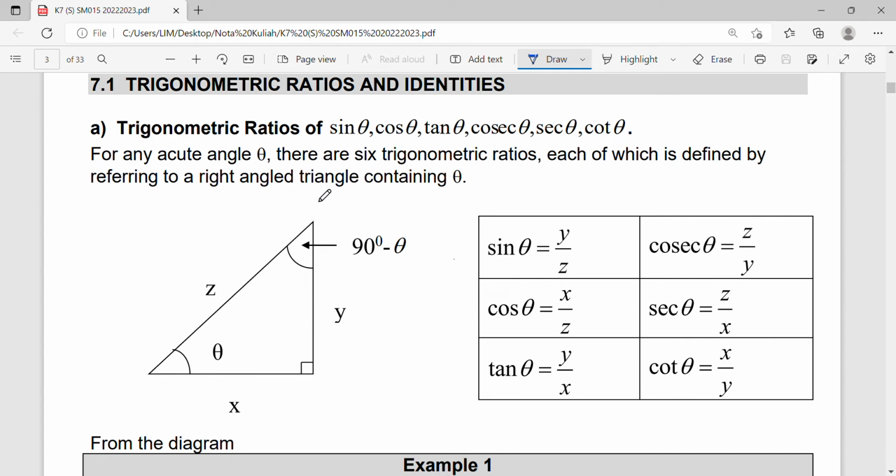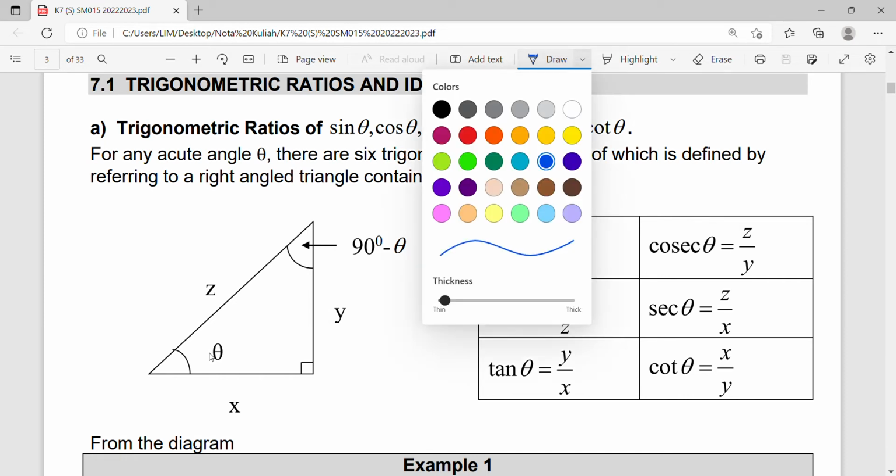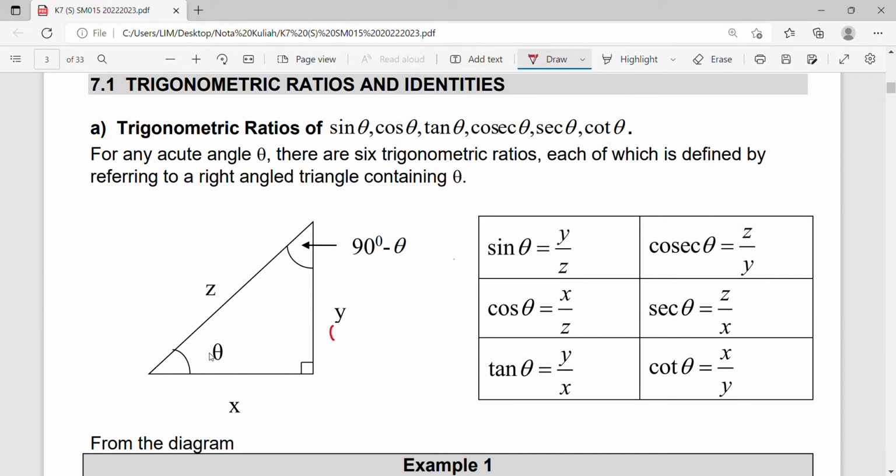We were referring to a triangle. For an acute angle theta, when your theta is here, your opposite will be defined as your length y. So where's your opposite length? Here is your opposite, because you look at your theta here, and this is your triangle. When your theta is here, opposite is y. Adjacent length will be x. And then the hypotenuse, the longest side of our triangle, will be z.